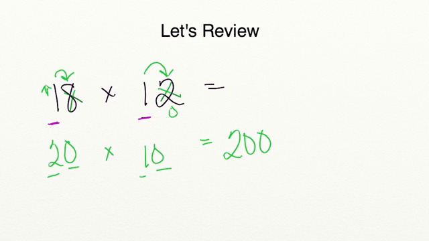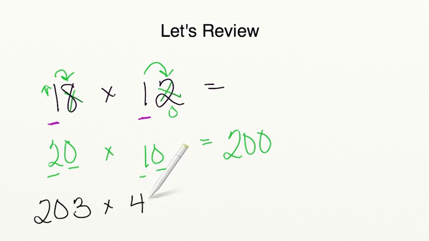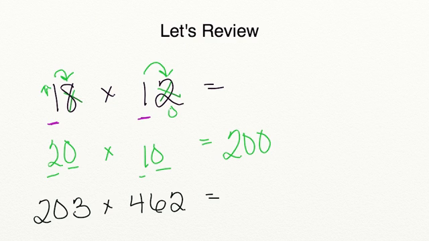Now sometimes you're going to be working with larger numbers. For example, if we wanted to estimate the product of 203 times 462, we could round to the nearest hundreds place instead of the nearest tens place. In order to do that, we're going to follow the same procedures as we did before. You need to underline the hundreds place and then look at the number directly to the right of the number you underlined.